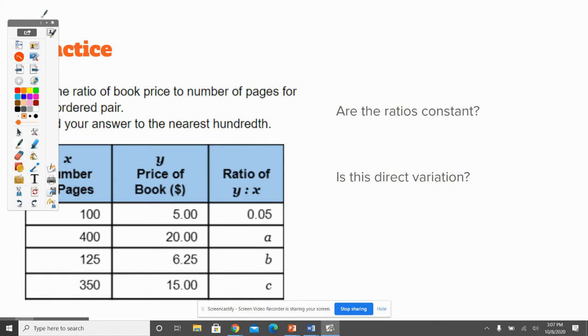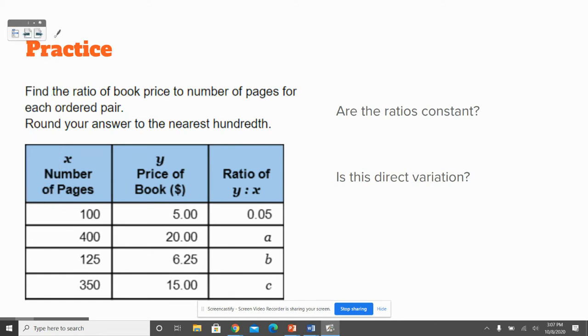Let's look at this example. Find the ratio of book price to number of pages for each ordered pair. Round your answer to the nearest hundredths. Are these ratios going to be constant? Well, first of all, it's kind of confusing that they went out of order here. That makes things a little tricky when you're looking for a rate of change. It would be more helpful if it was in the right order, and it would also be more helpful if they took constant steps so that you could see the relationship.